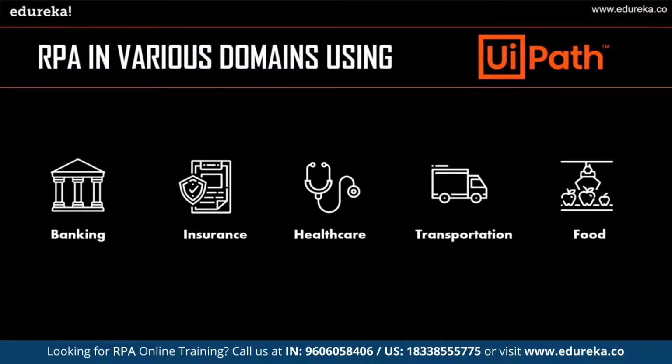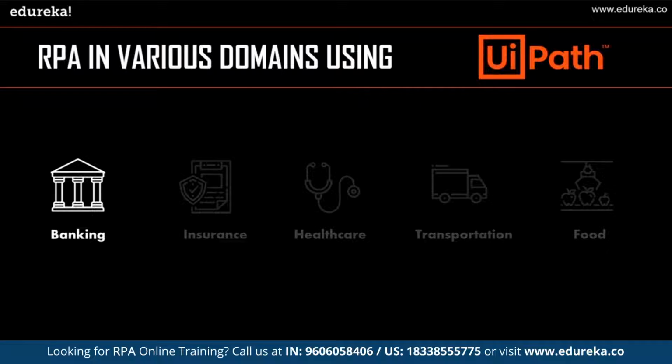After that, we'll talk about healthcare, then transportation, and finally the food industry. So I'm going to consider these five domains to explain how RPA is used in these domains respectively with UiPath, right? So let's start with the first domain, that is RPA in banking.